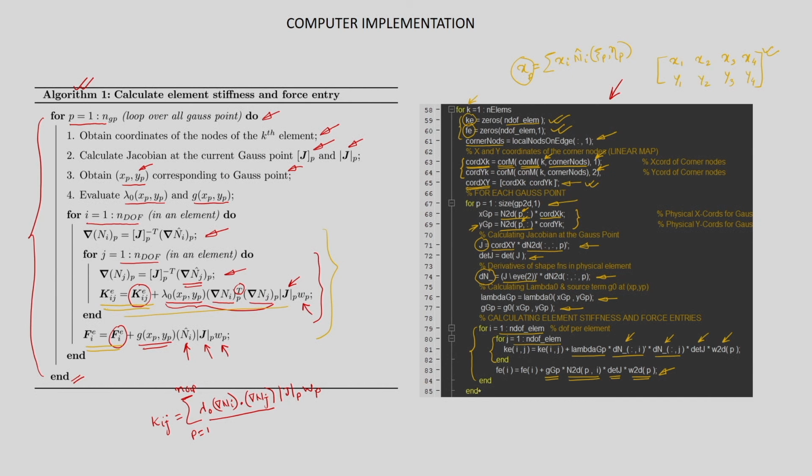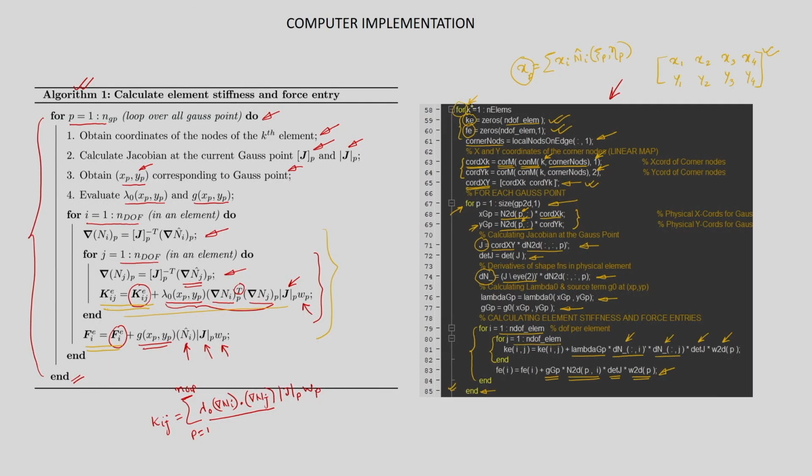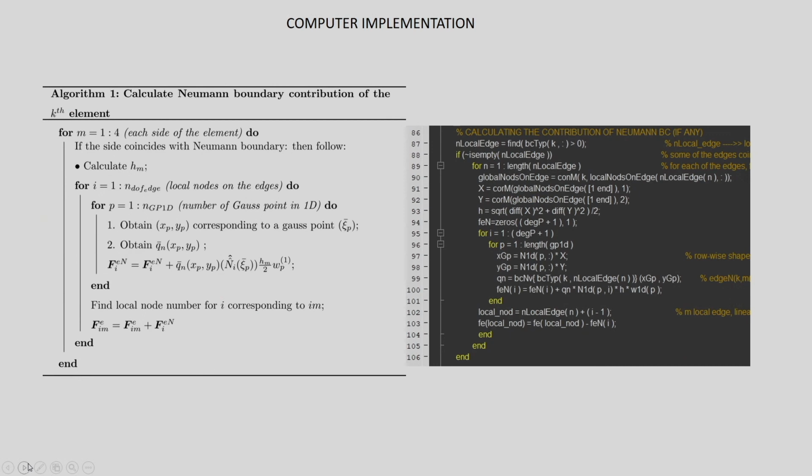So, now this end is basically the end of P, alright, not the end of the for loop, as you can see from this vertical line. So, this shows that the loop over P closes here. So, once this is complete, at the end we are getting the element stiffness matrix and the element force vector for element K. Alright. So, now let us go ahead and calculate the Neumann boundary part.